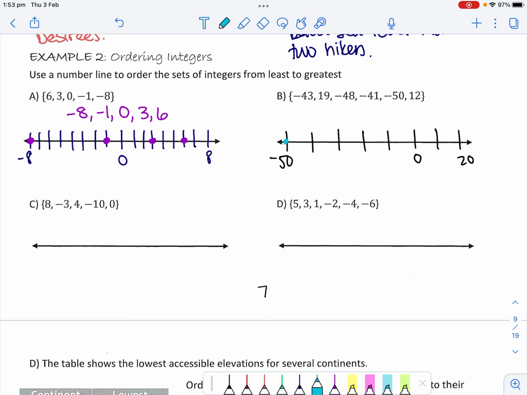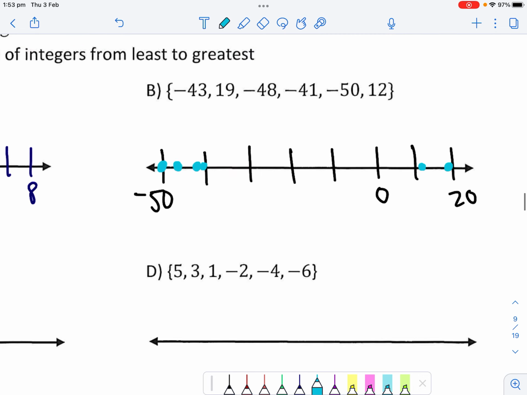So -50, -48, -43, negative 41. We're getting a little tight in here. And then 12 and 19. So I'm going to zoom in a little bit here.